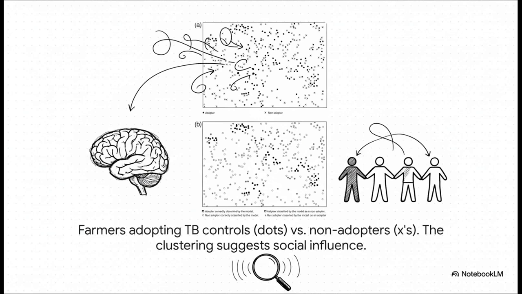You honestly don't even need a fancy statistic to see the clustering of the adopters, the little dots. This immediately suggests that the decision to adopt this health measure wasn't random at all. It was probably influenced by their neighbors. Just understanding that simple pattern is the first step to creating way more effective health campaigns.